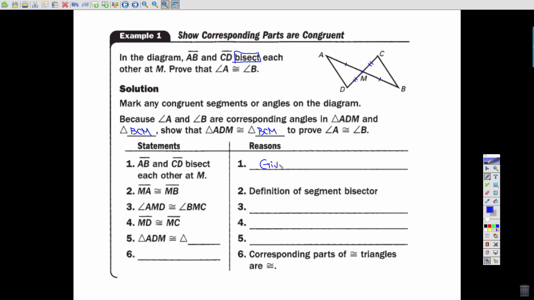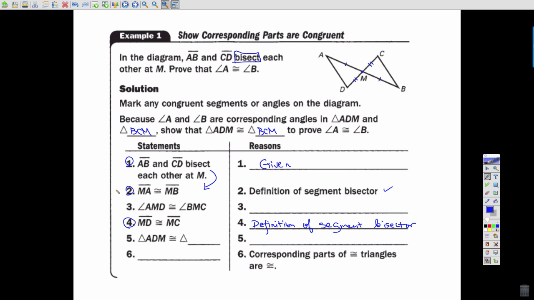We're given the information that AB and CD bisect each other at M. Therefore, I'm going to jump around a little bit. From there, I can draw this conclusion that MA and MB are congruent. That's because of the definition of segment bisectors. I can also draw this conclusion, jumping to point 2, that DM or MD and MC are congruent for the same reason, definition of segment bisector.